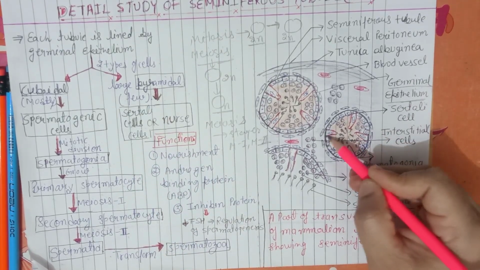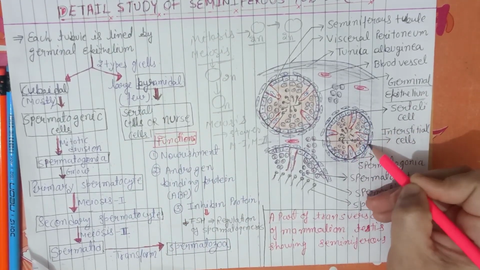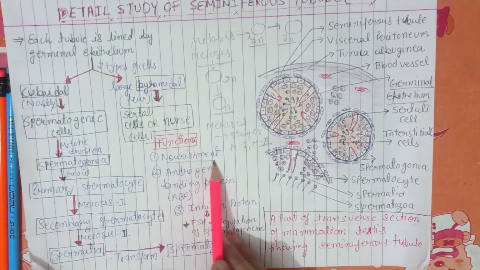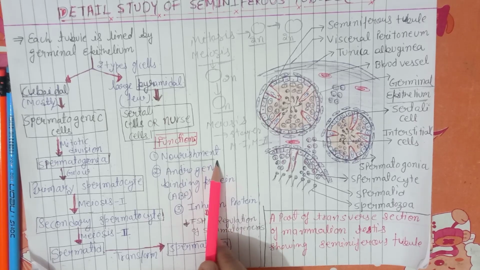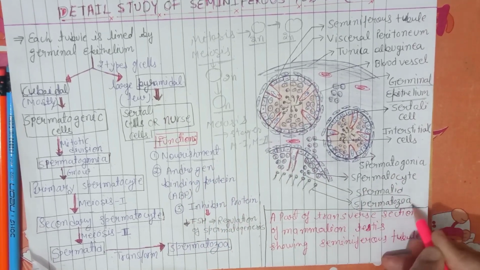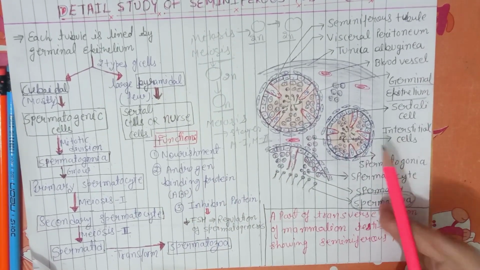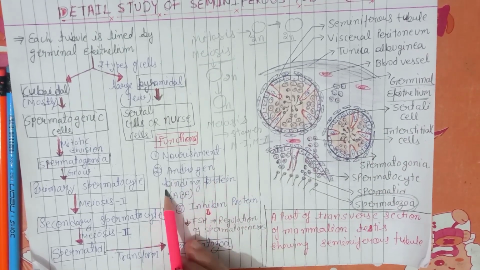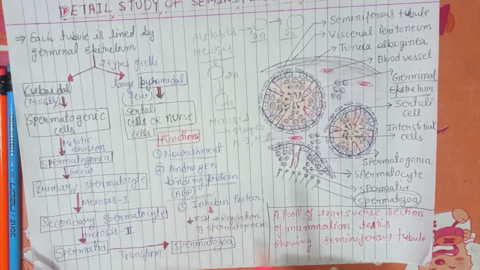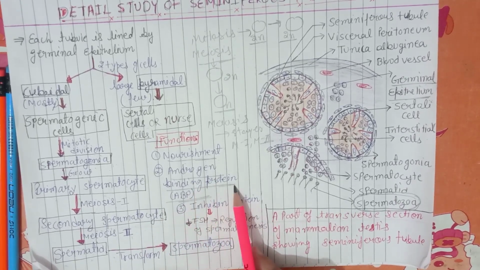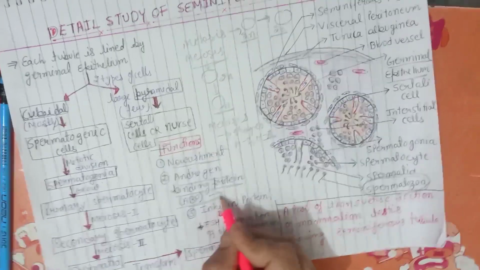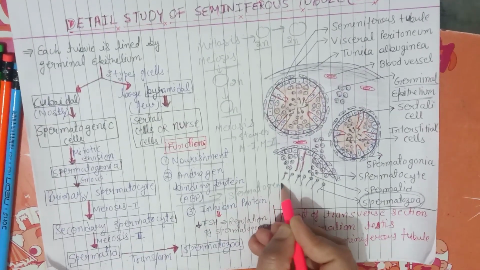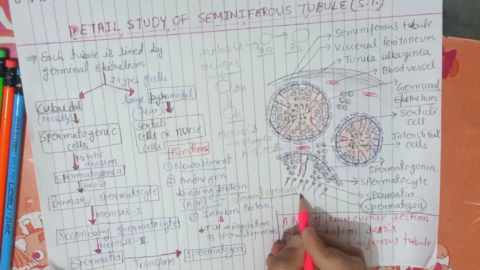These elongated pyramidal shaped cells are known as Sertoli cells, which have some functions like nourishment. The first function of the Sertoli cell is to provide nourishment to the developing spermatozoa. The second function of the Sertoli cell is secreting a special protein known as androgen binding protein. This androgen binding protein will help in the process of spermatogenesis.